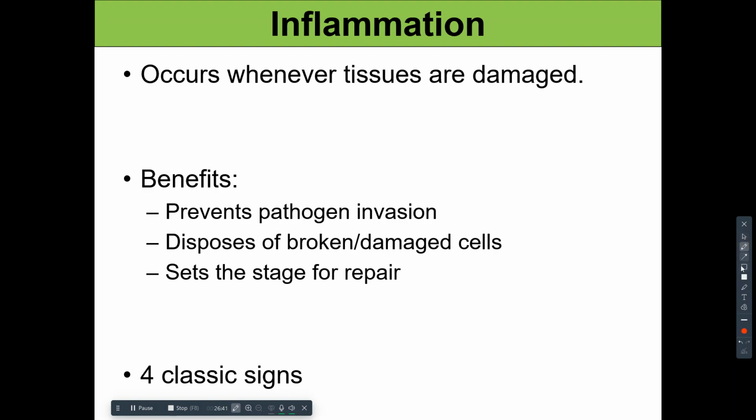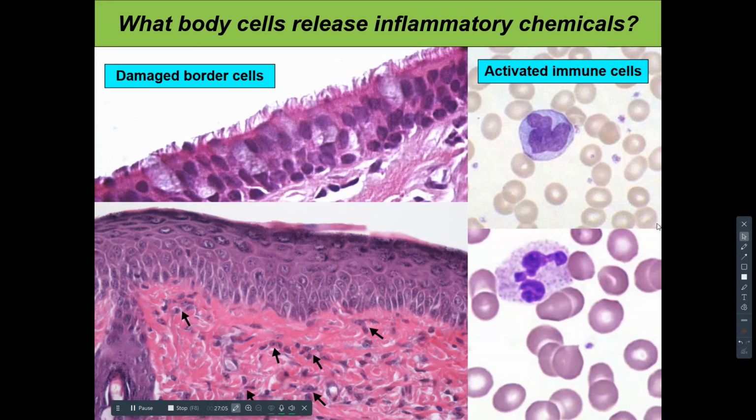So inflammation is a good thing. It's the first step in the healing process. It occurs anytime tissues are damaged. Inflammation is going to prevent and reduce pathogen invasion, help us dispose of broken and damaged cells, and set the stage for repair. Now, there are 4 basic signs of inflammation, like what's going on in an inflamed tissue.